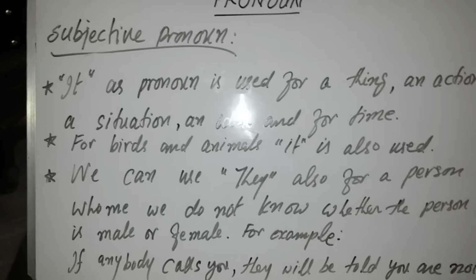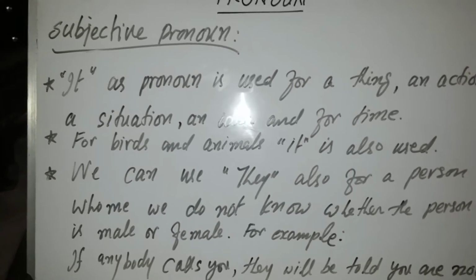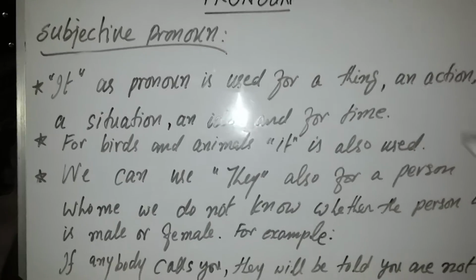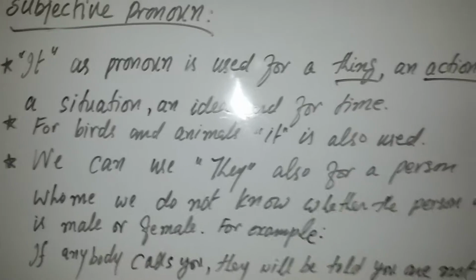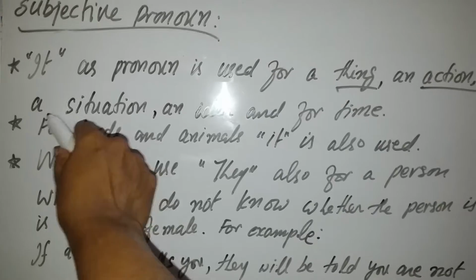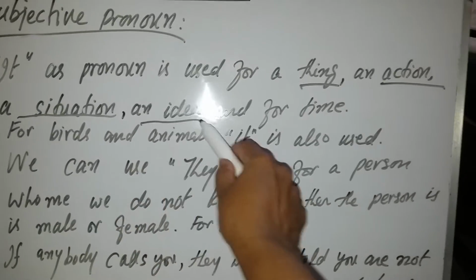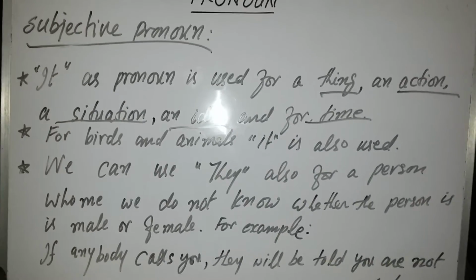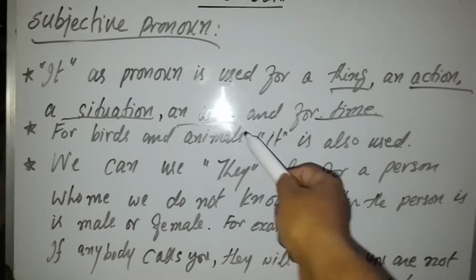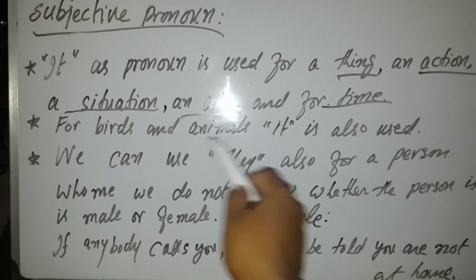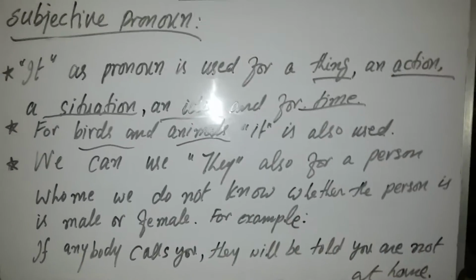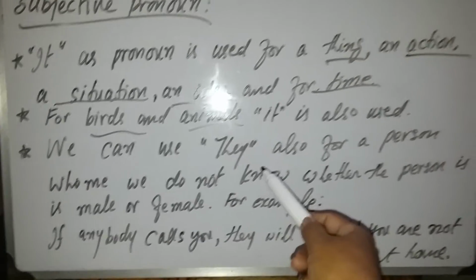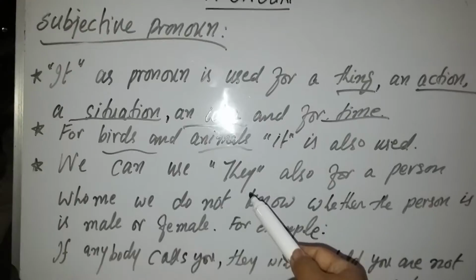Now there are a few tips for subjective pronouns. The subjective pronoun it is used for a thing, for an action, for a situation, for an idea, and for a time. It as a pronoun can be used for thing, action, situation, idea and time. For birds and animals, it can also be used. We can use they, which is also a subjective pronoun.